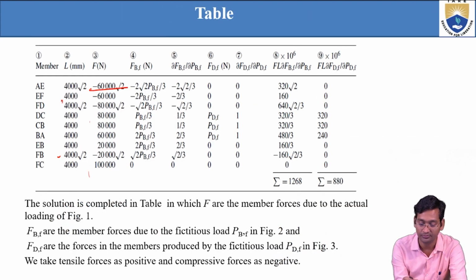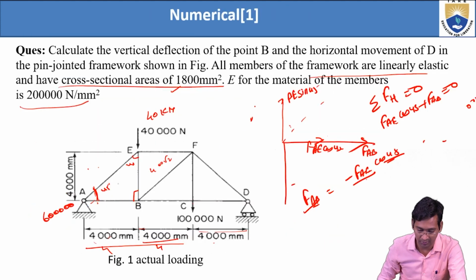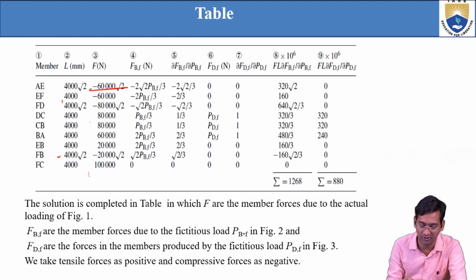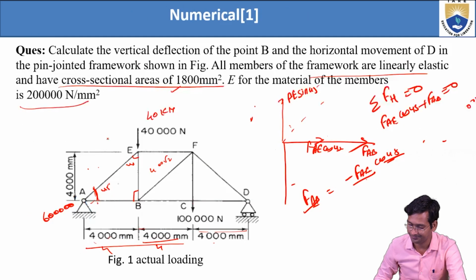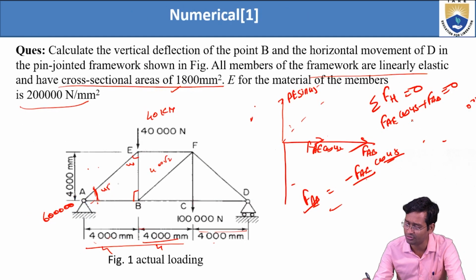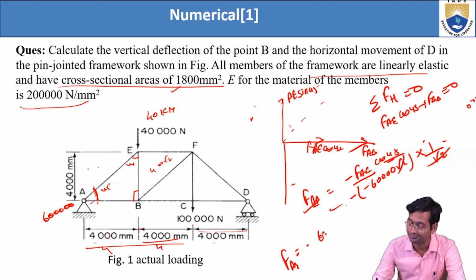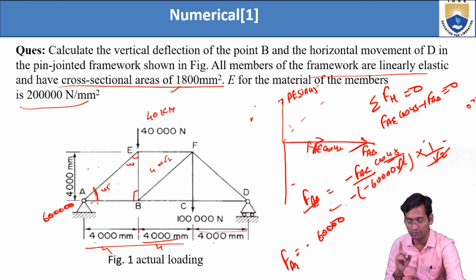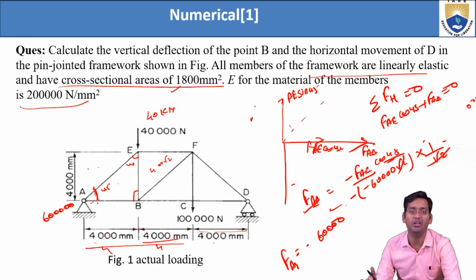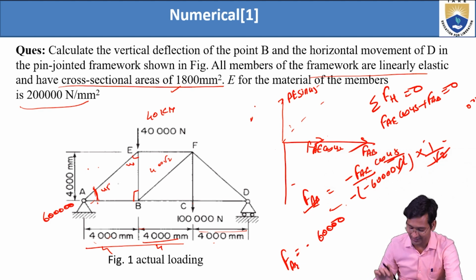We are finding FAB now? FAB or FBA, so here, that is 60,000, right? Just substitute here, minus of minus 60,000 root 2 into cos 45, 1 by root 2. Root 2 cancels, minus minus becomes plus. So FAB equals what? 60,000. Now let's see here, FAB and FBA, don't get confused with that one.